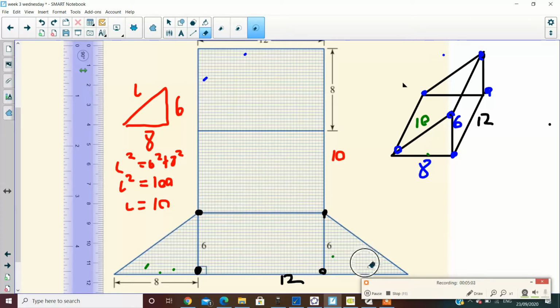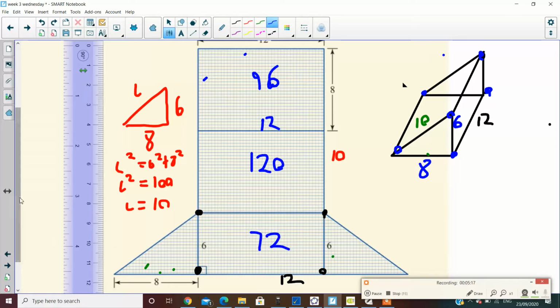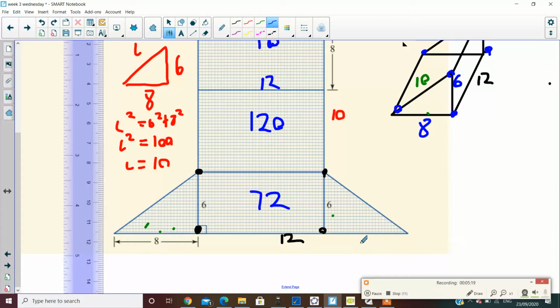First, 12 times 8 is 96 for the first part. 10 times 12, 120. 6 times 12, 72 for that one. And a half 6 times 8. So what's a half 6 times 8? 24. And then this is also going to be 24.